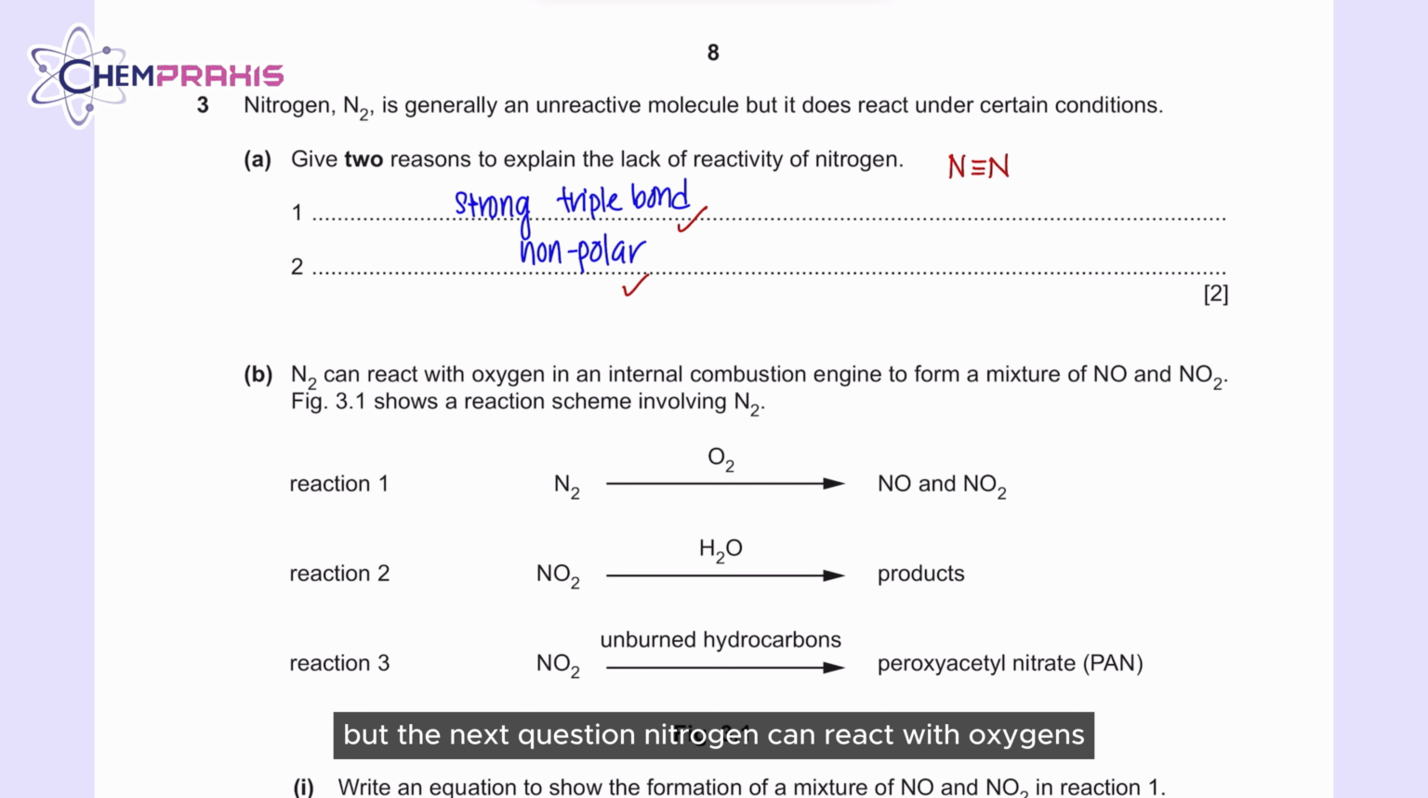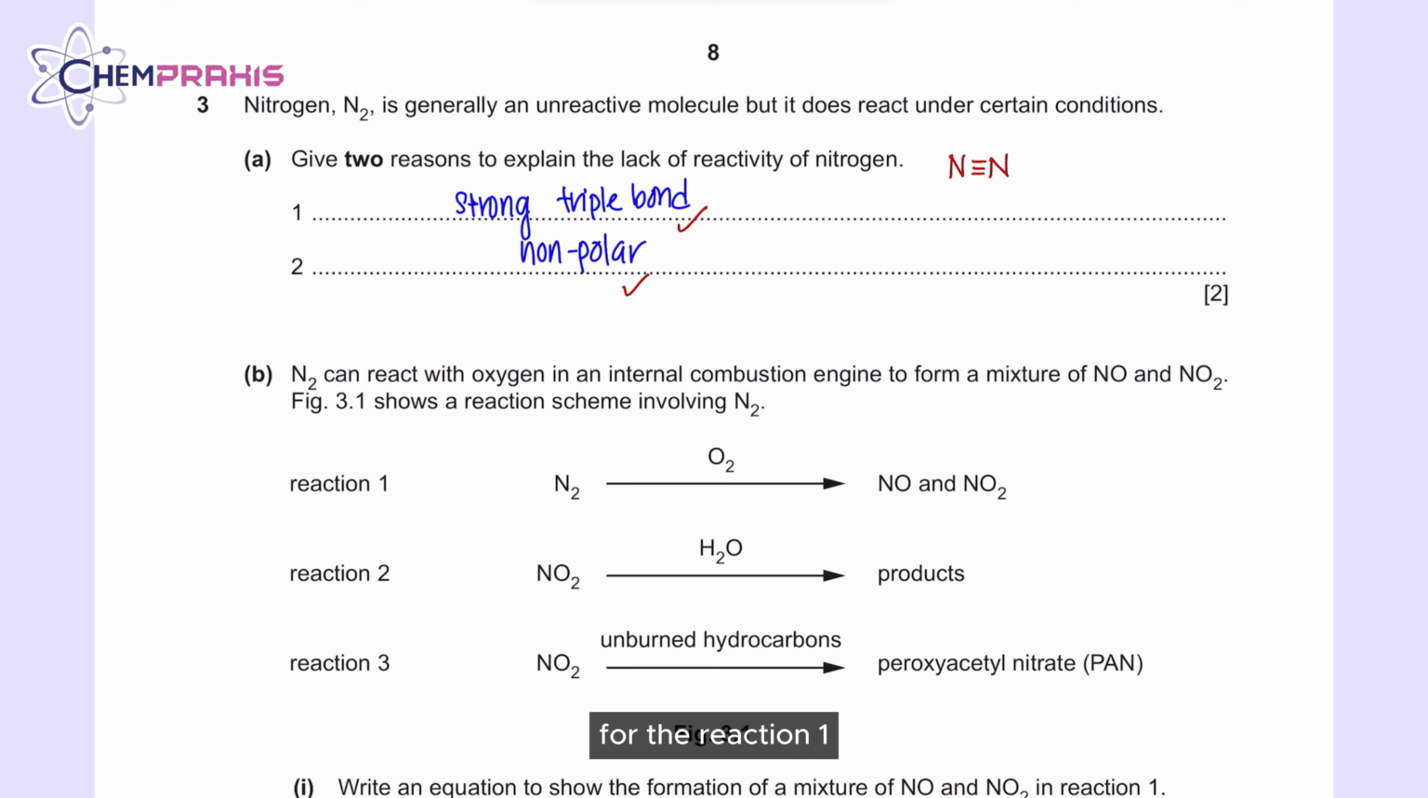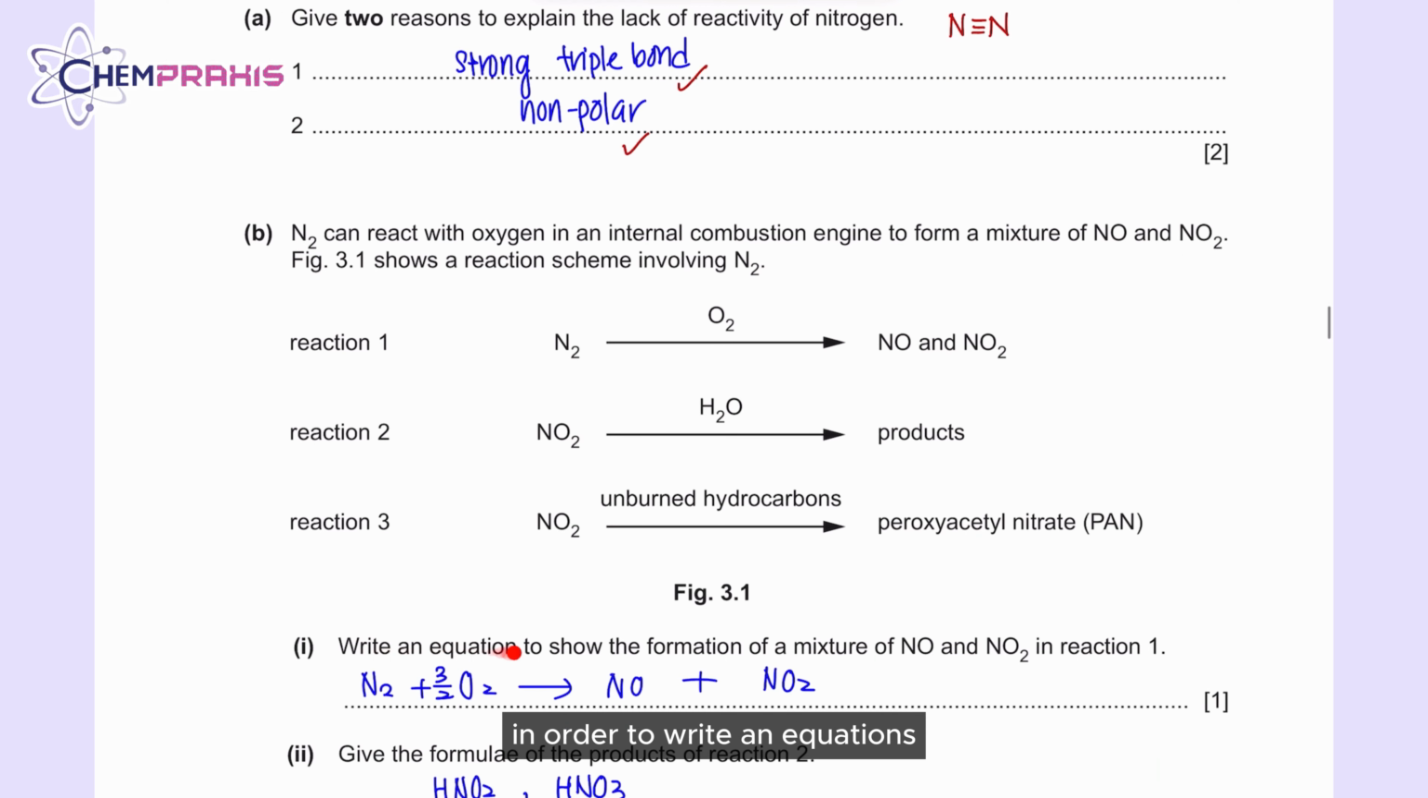For the next question, nitrogen can react with oxygen in an internal combustion engine to form a mixture of NO and NO2. Figure 3.1 shows a reaction scheme involving N2. For reaction 1, N2 reacts with oxygen to form NO and NO2. In order to write an equation to show the formation of a mixture of NO and NO2 in reaction 1, we can write this equation. And for your information, fractions are allowed in your mark scheme.